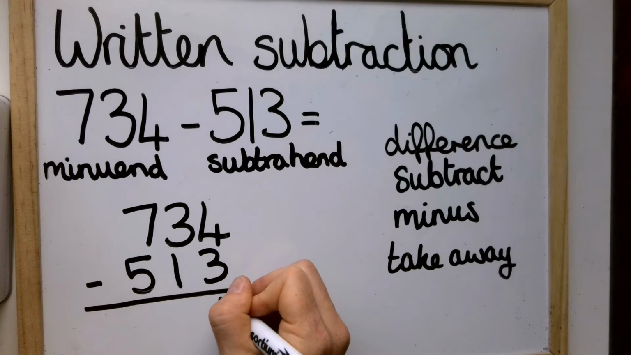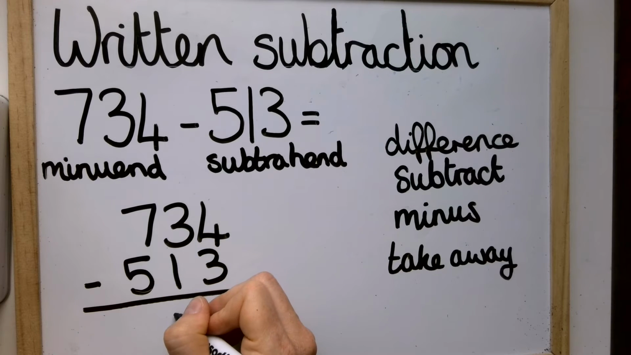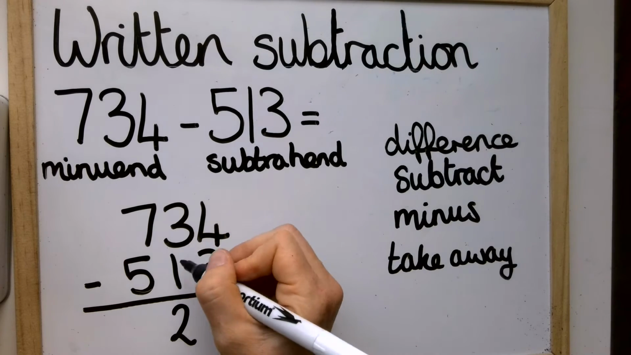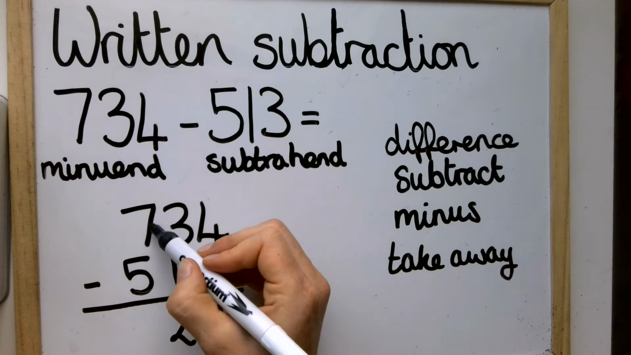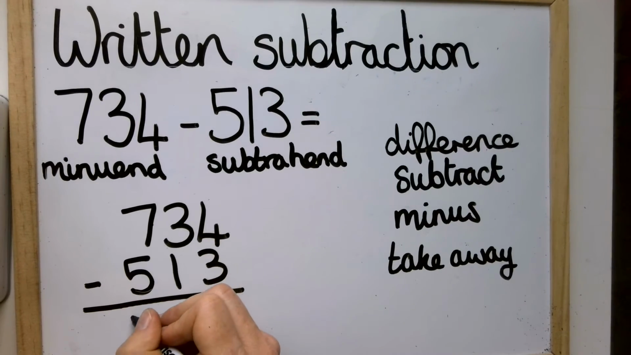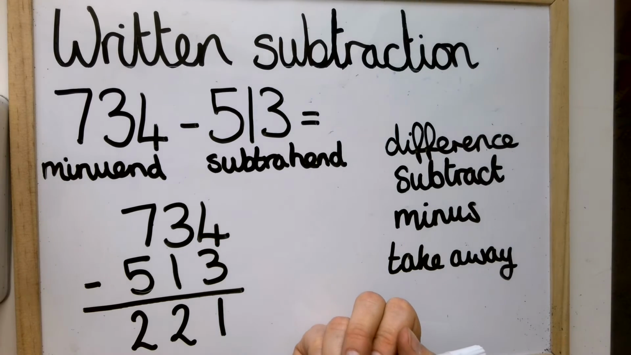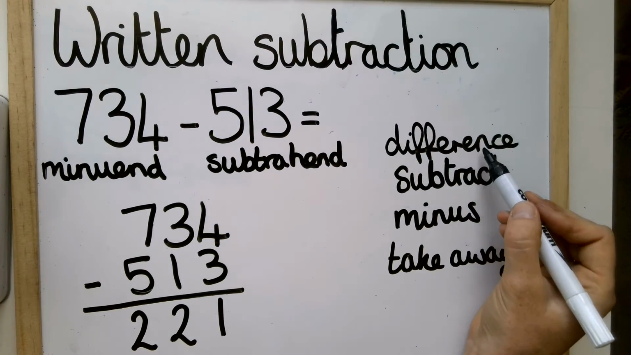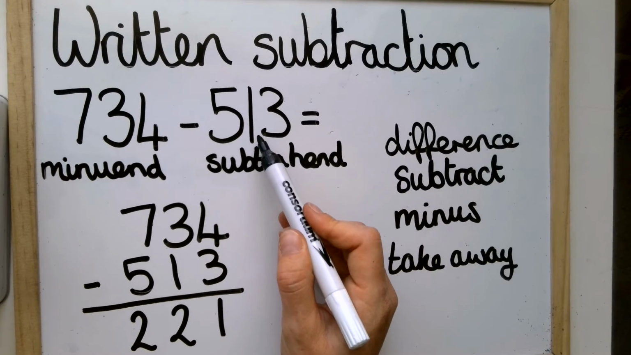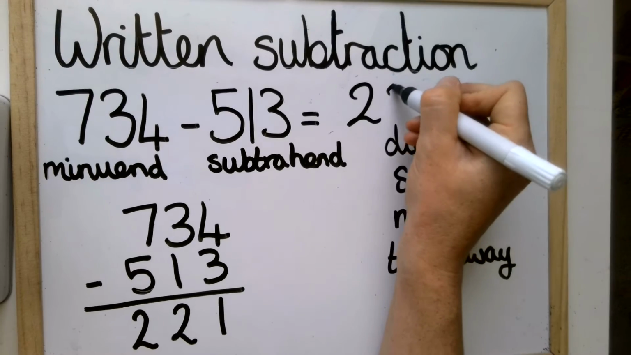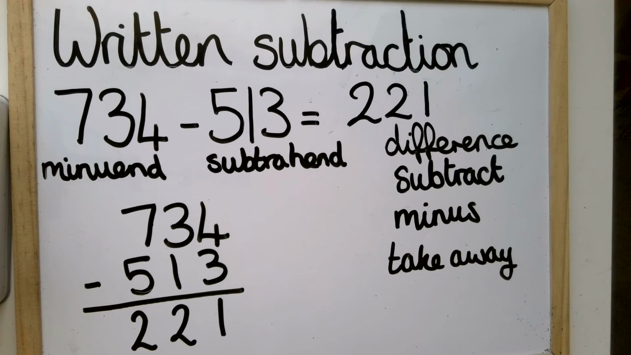4 take away 3 is 1. 3 take away 1, which is 2, which is 30 take away 10, which is 20 in the tens column. And 7 take away 5, which is 2. 700 take away 500, which is 200. So the difference between 734 and 513 is 221. I didn't need to do any exchanging there.